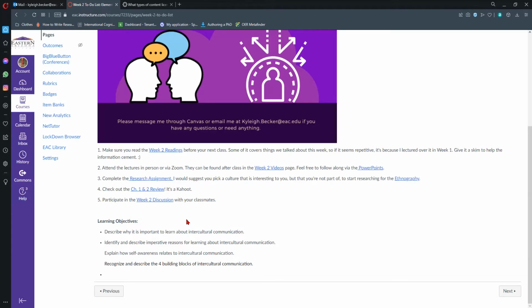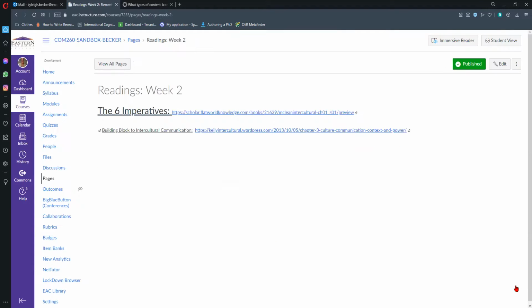So our learning objectives for this week are to describe why it's important to learn about intercultural communication, identify and describe the imperative reasons for learning about intercultural communication, explain how self-awareness relates to it, and recognize and describe the four building blocks of specifically intercultural communication.